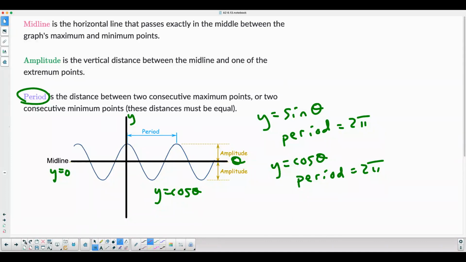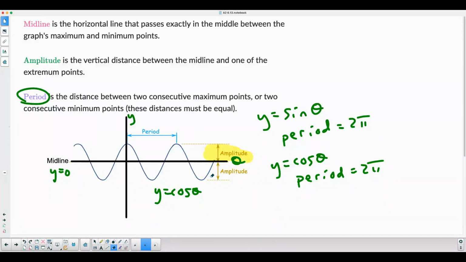All right, so the next thing is amplitude. Amplitude is the vertical distance between the midline and one of the extreme points. So if you look over here, we got this for amplitude. You could look at either one of them: from the middle to the top, or the midline to the bottom. So we'll just look at the top there.